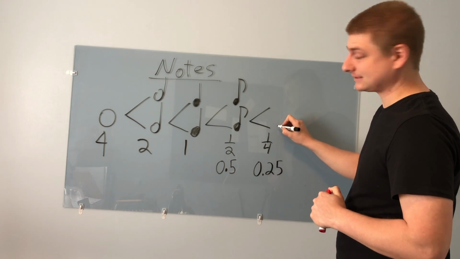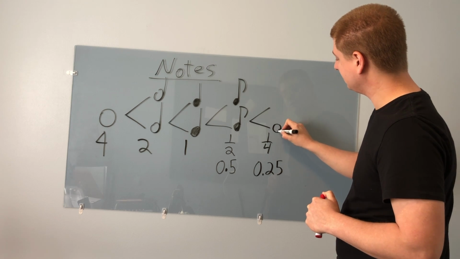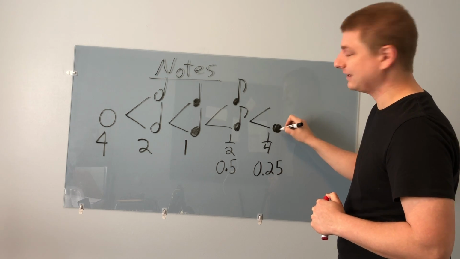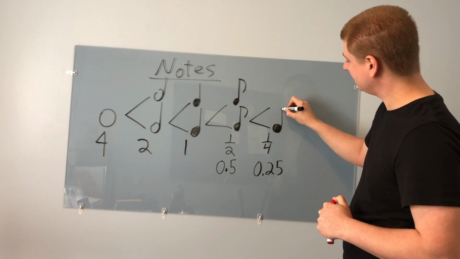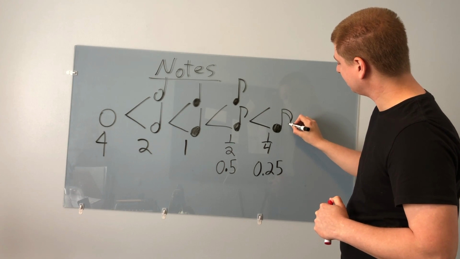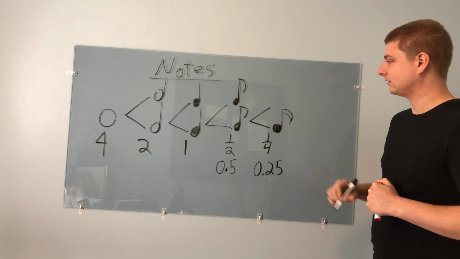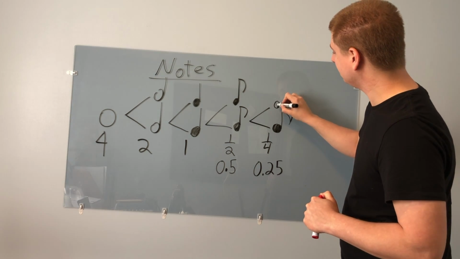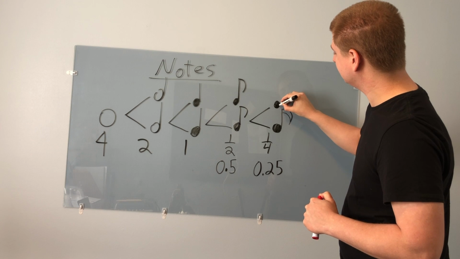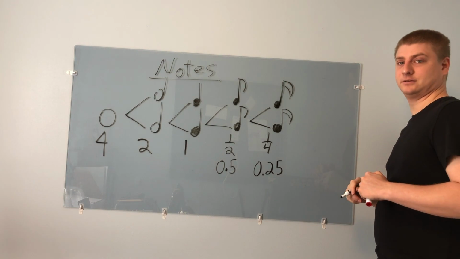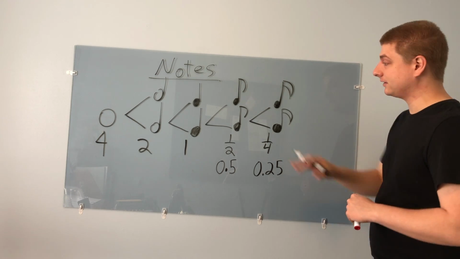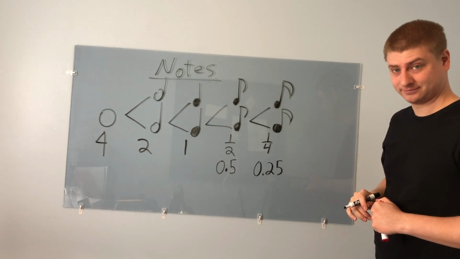And it looks like this. This is called a 16th note. Circle, stem, and we're going to do a double flag. I'll do it again. Circle, stem, double flag. Try to get this all onto your paper.